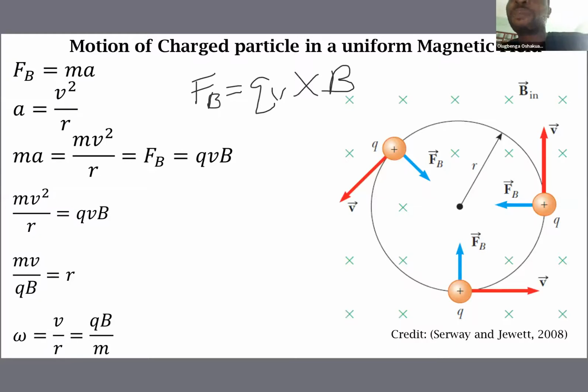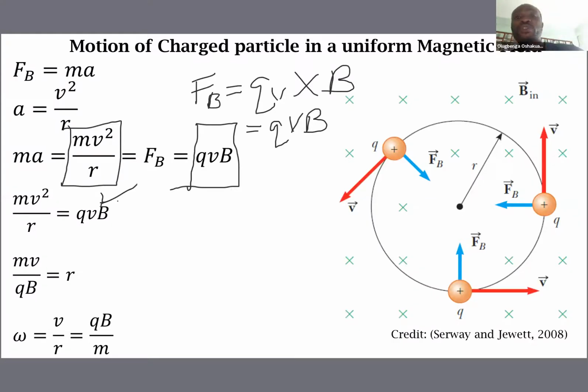If v and B are perpendicular to each other, then it's as good as qvB, and that is why we have FB equal to qvB here. So since this expression is equal to this expression, they are now equated for us to have mv over qB equal to r. This is one of the expressions we'll be using very soon. And from this expression, we can obtain v over r, which will be equal to qB over m. And v over r is equal to angular velocity.